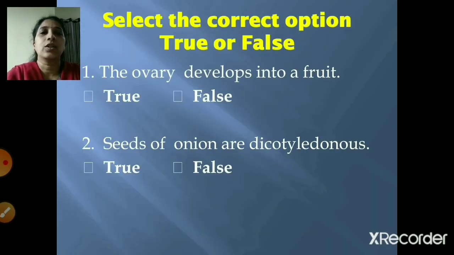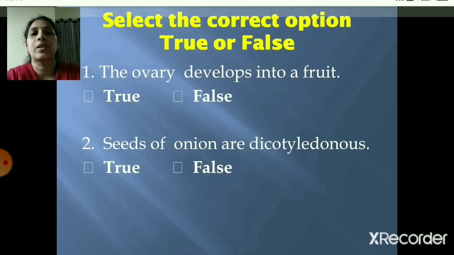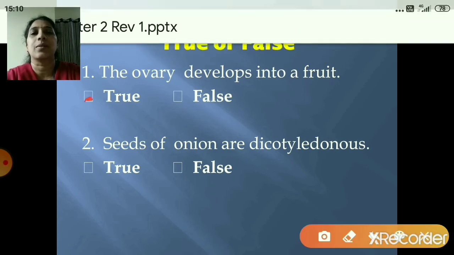Select the correct option, true or false. First one, the ovary develops into a fruit. So you have to select whether it is true or it is false. Yes, it is true because the ovary develops into a fruit. So you will select true as your answer.